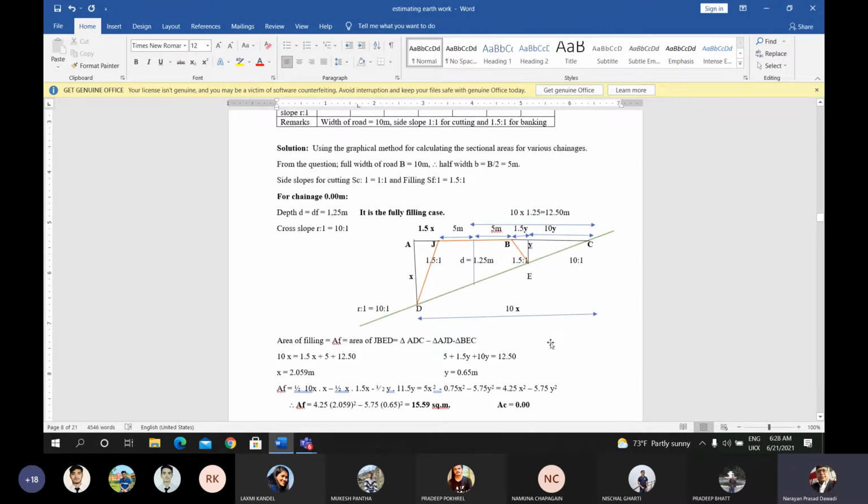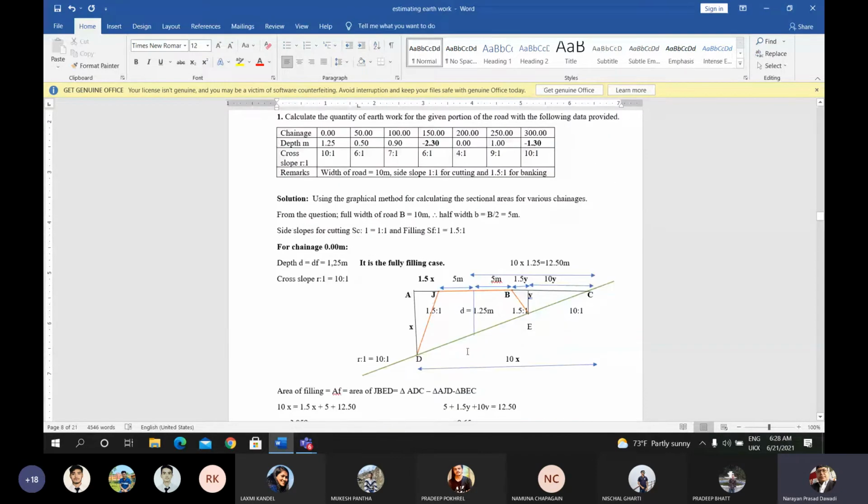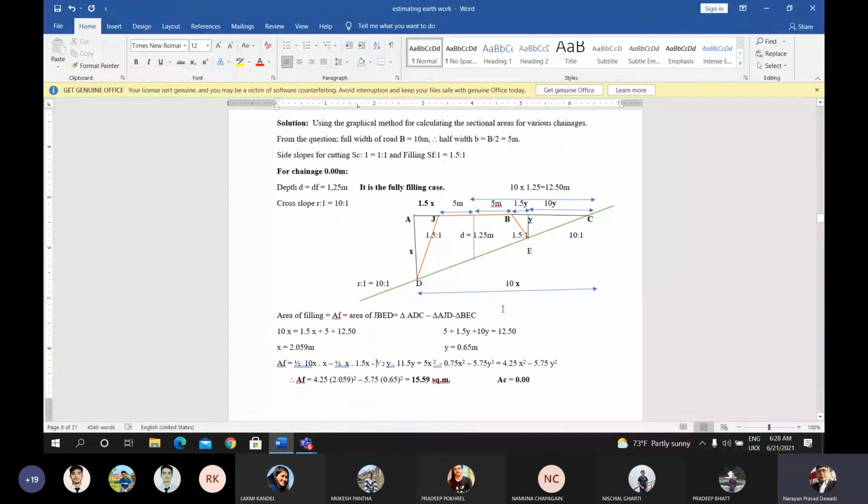This is the first chainage, where it is a fully filling case, so the figure is drawn. To find the area of this figure we have done other things here, by prolonging the line B to C, prolonging the line J to A, and drawing the perpendicular up to the point E, and up to the point D from A, and from the base of the line BC. According to this figure, we have calculated the cross section area of this section. This is for the first chainage.